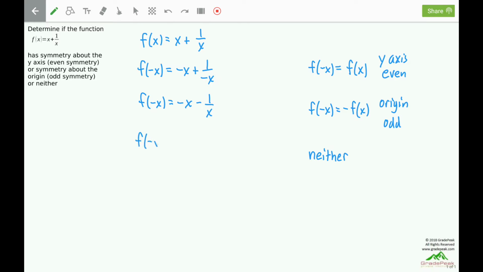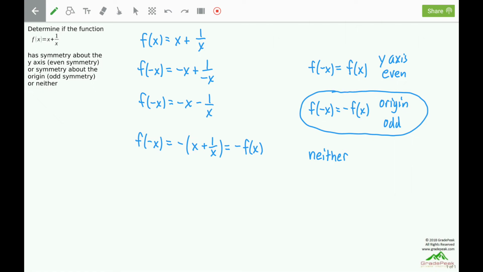We can therefore factor out a negative, which will leave a positive x and a positive 1 over x, which is exactly f of x with a negative sign in front of it. And therefore f of negative x equals negative f of x, which is the exact condition needed for it to have origin odd symmetry.